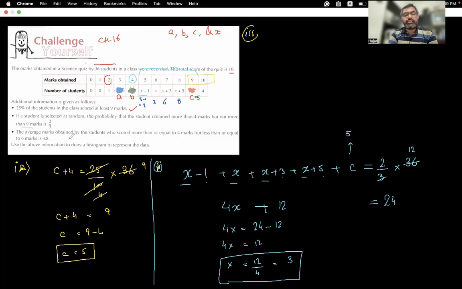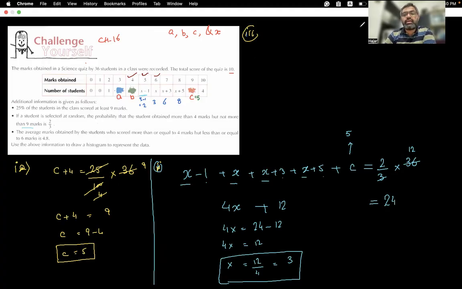The average marks obtained by the students who scored more than or equal to 4 marks, 4 is included, but less than or equal to 6 marks. So which marks are included? Let me erase all those things which are not needed here. Over here, we are interested in those numbers which are 4, 5, and 6. The average of these numbers is 4.8.